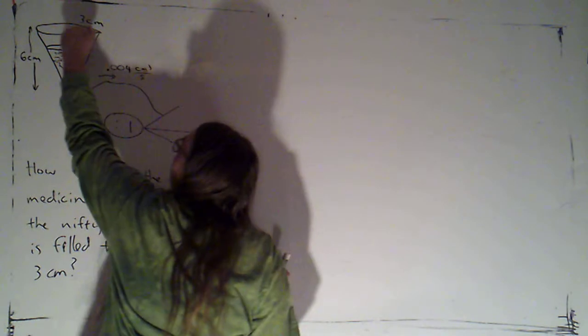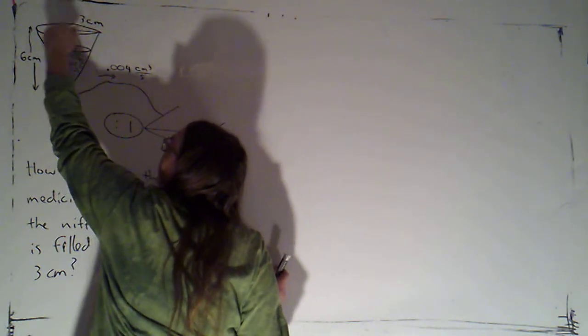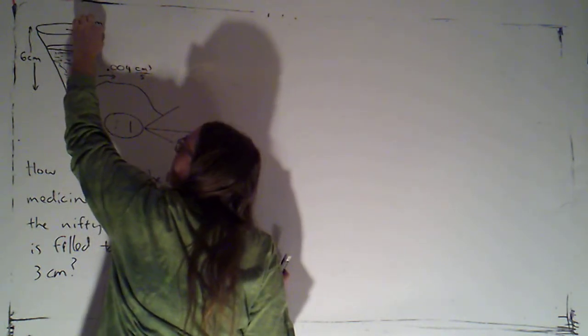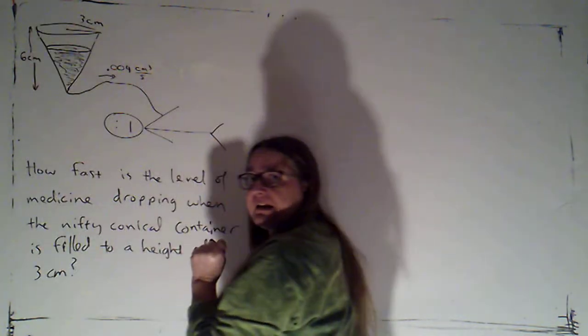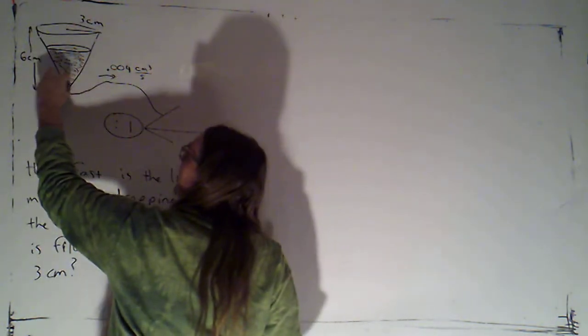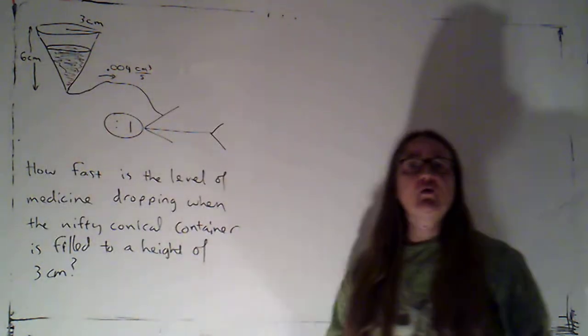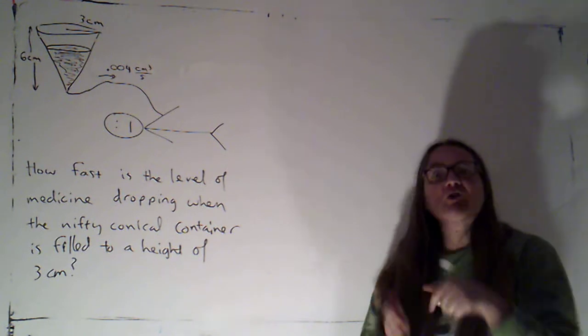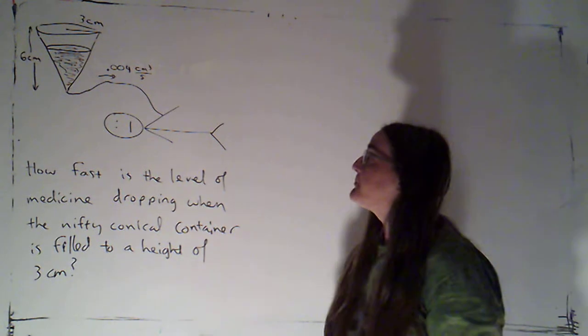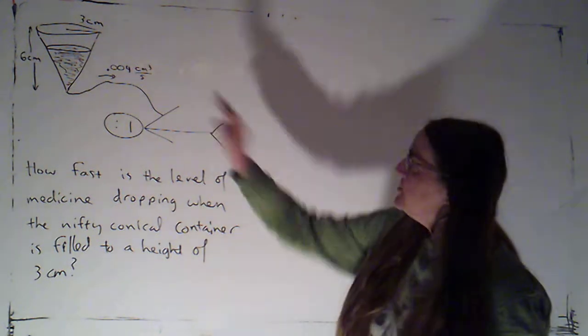Because when it was very full, in order for it to drop this amount, look at how much volume had to leave that container. But down here, a similar change in height corresponds to a much smaller volume, simply because we're looking at a smaller cross-sectional circle there. Okay, so they've changed to the conical container.